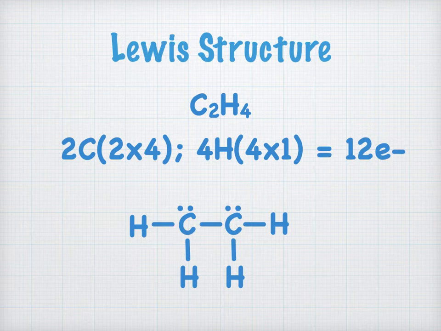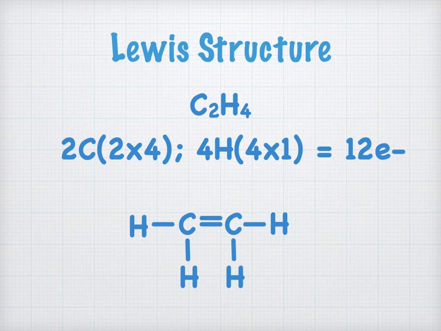And what you find out is with 5 bonds, that's 10. And the 2 unshared pairs gets you to 14, which is too many electrons. If single bonds don't work, you want to try double bonds. Well, where can we put a double bond here? A hydrogen can only have 1 bond. So the double bond is going to have to go with the carbon.